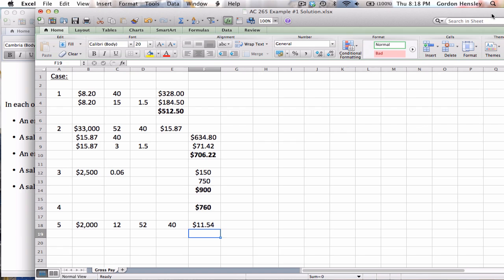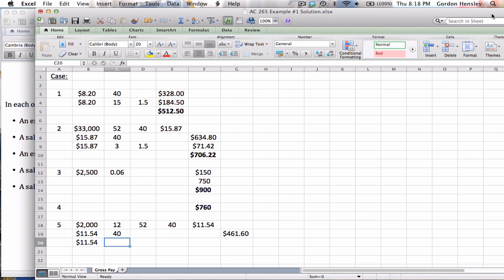So a person who makes a monthly salary of $2,000 makes an hourly rate of $11.54. So it's $11.54 for the first 40 hours. So I will multiply 11.54 times 40. Then it's 11.54 for the overtime hours.